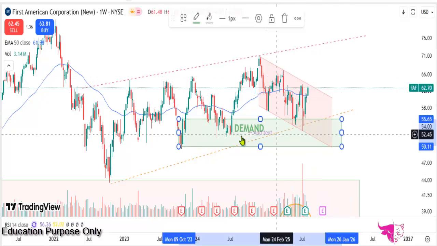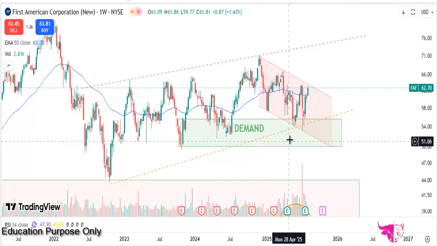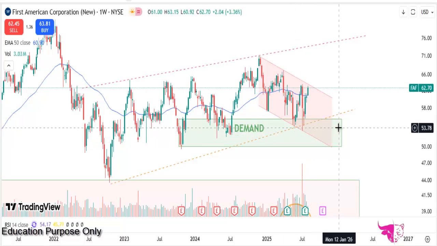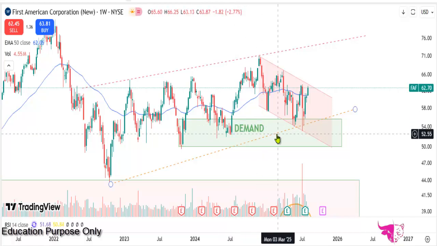A demand zone. Yeah. That sounds like where buyers hang out. Pretty much. It's a price range where historically buying interest has been strong enough to overcome selling pressure. So when the price enters the zone, you expect buyers to step in.